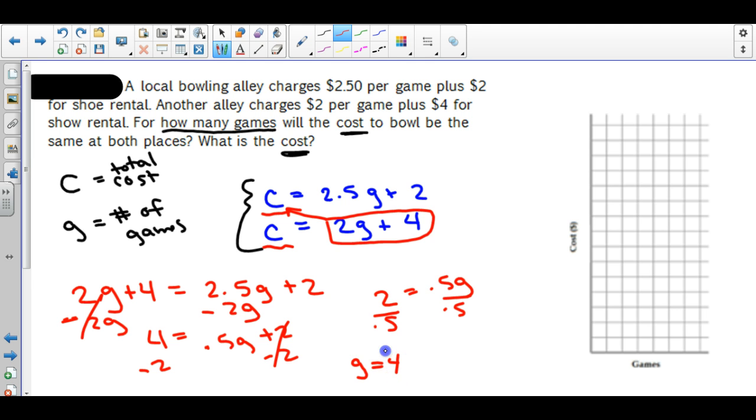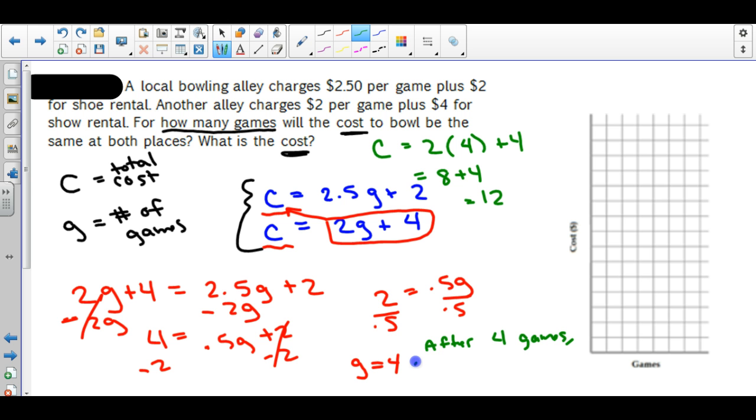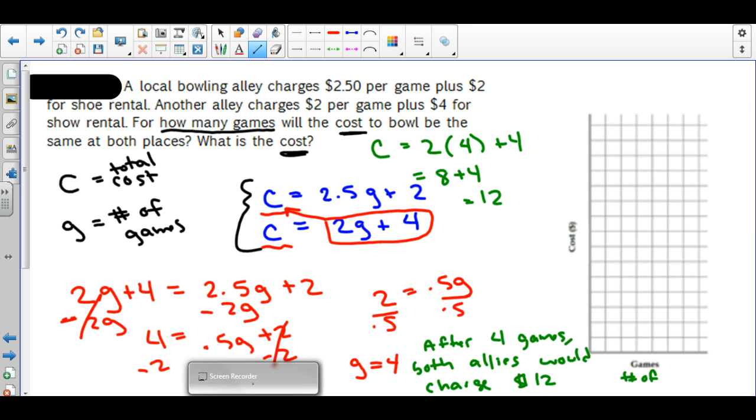So what that means is after 4 games, the places will be charging the same amount. We want to figure out what that amount is. So it doesn't matter which equation you substitute it back in for. I'm going to use the bottom one. So assume that this person bowls 4 games there. That would be 2 times 4, which is 8, and 8 plus 4 means it would cost $12. So again, final answer. You can say after 4 games, both alleys would charge $12.